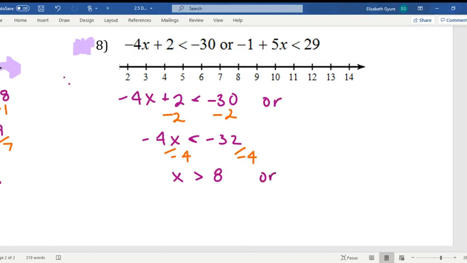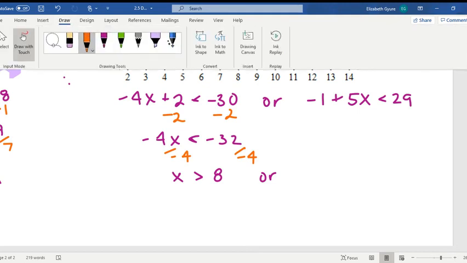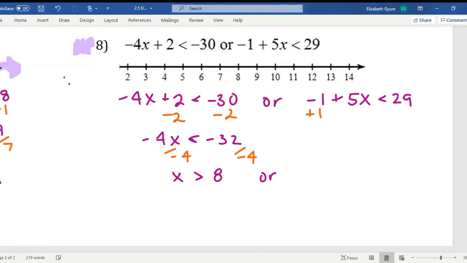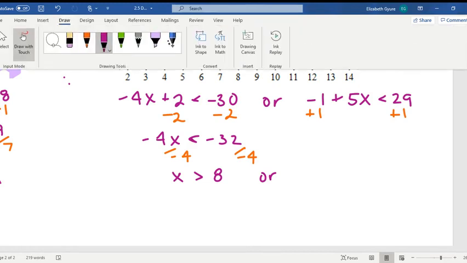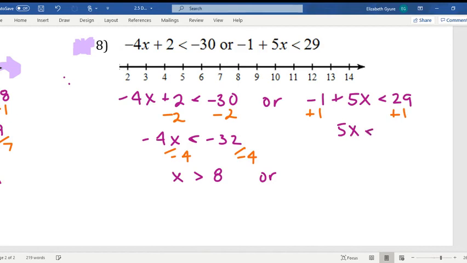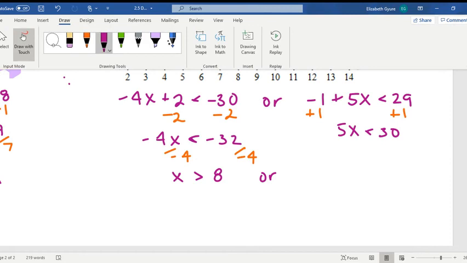And now we're on the other side where we have negative 1 plus 5x is less than 29. Annalise, what would we do first on this side? Very good. We got to get rid of that 1, so we're going to add 1 to both sides. That would give us 5x is less than 30. And Hannah, what would we do next?